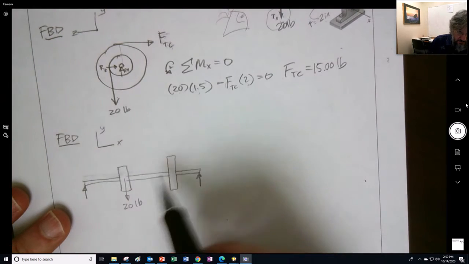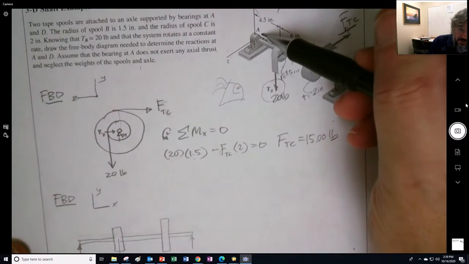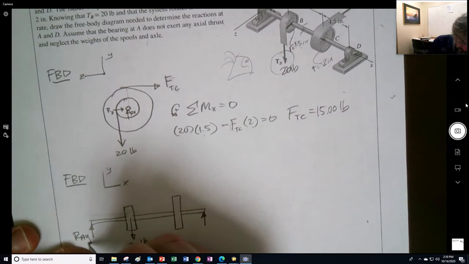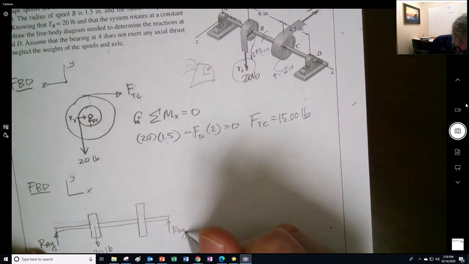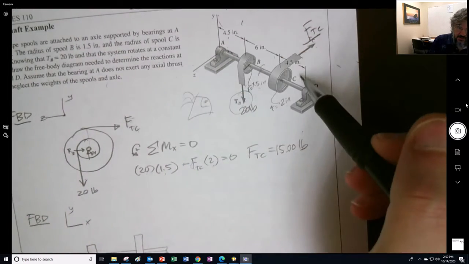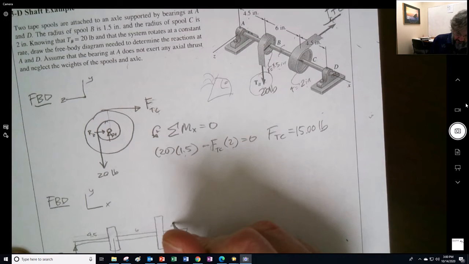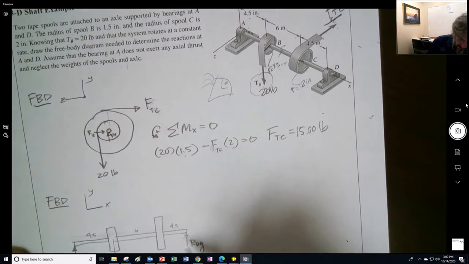Sometimes when there are multiple forces on there, we might not be certain what direction things are going to go. We're going to label this as RAY, and this is going to be our RDY. And let's put the 4.5, 6, and 4.5. All right, so we want to find these.